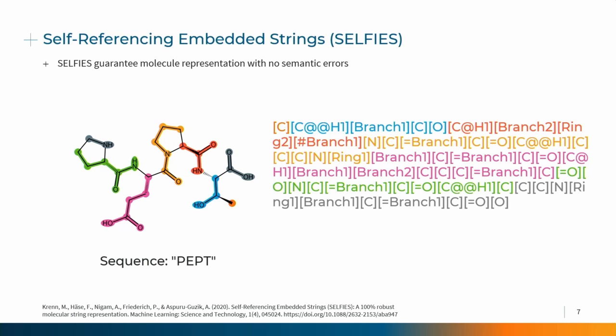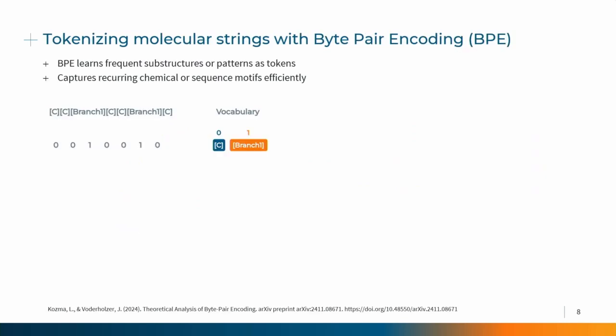And the question now is how we feed SELFIES to the model, because we know that we cannot learn directly from the strings. So we need to find a way to represent SELFIES as a meaningful integer representation. For that, we use byte pair encoding. Byte pair encoding is an algorithm that tries to find the 2 most common symbols in a sequence and merges them to create a new token.